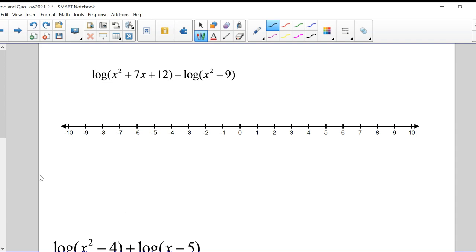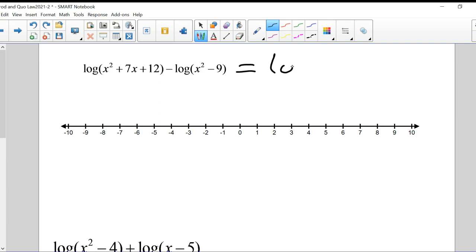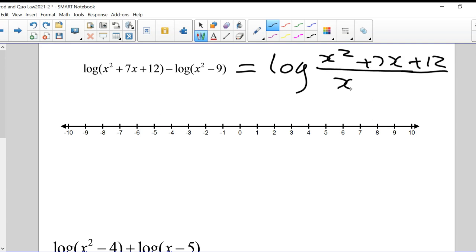The log of x squared plus 7x plus 12. So this thing is a little bit more technical when you get to stuff like this. The log of x squared plus 7x plus 12 minus the log of x squared minus 9. All right, so let's first of all write that as the log of x squared plus 7x plus 12 divided by x squared minus 9.